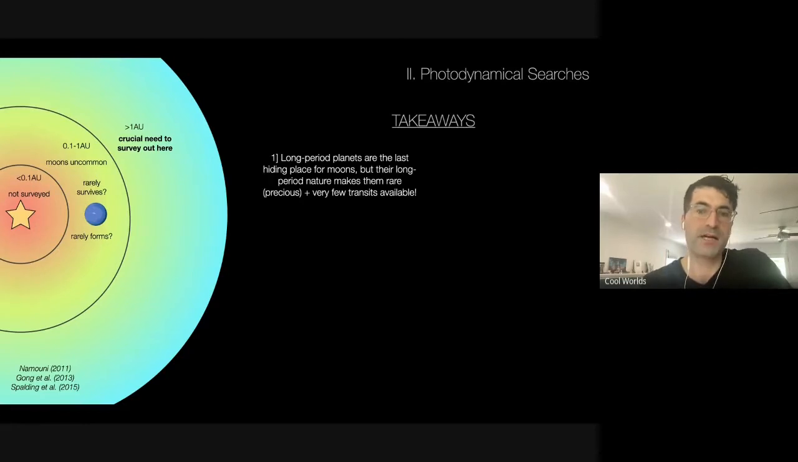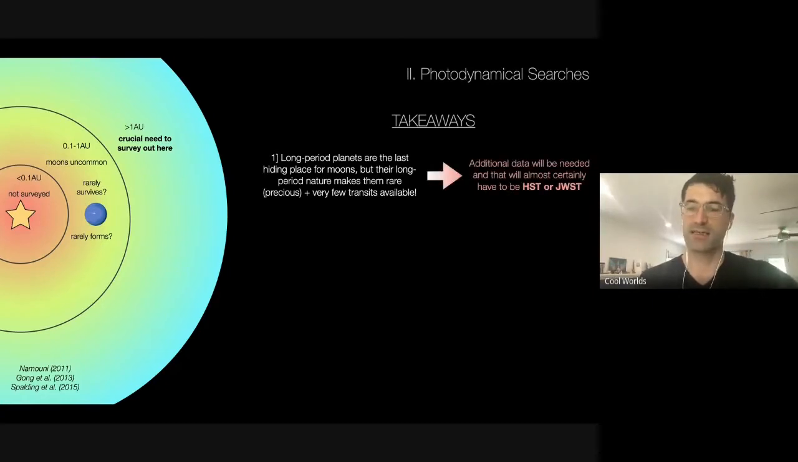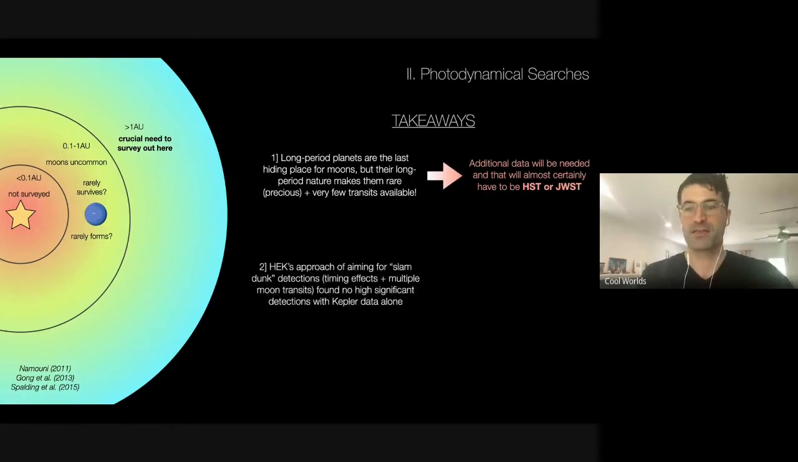So my takeaway is that long period planets are the last hiding place for these exomoons. But their intrinsic long period nature makes them very challenging because you have very few transits. So having missions like Kepler that stare at the same stars for a very long time is really what we need. Hopefully we can get TESS to go for a long time, or we could use missions like HST and James Webb that can follow up these long period planets that Kepler had found. Kepler has long period planets, they just don't have very many transits of them. So I think there's a real idea for doing a legacy survey with Hubble or James Webb one day.